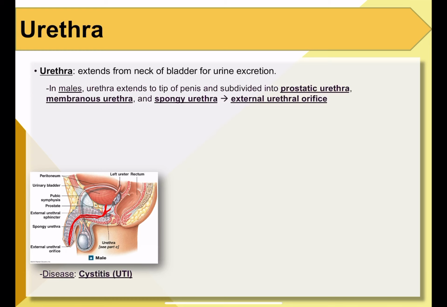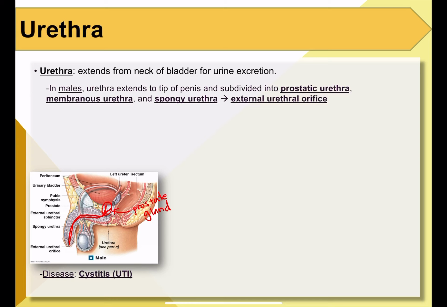So there is your prostatic urethra, which is right here. We call it the prostatic urethra because it goes through the prostate gland. This is your prostate gland right here. And then you have your membranous urethra.